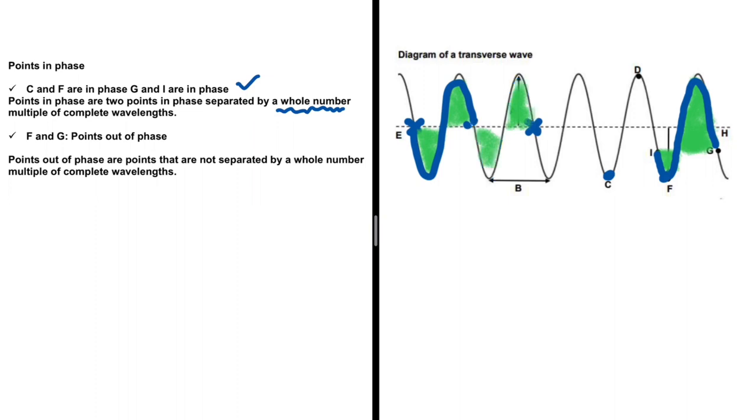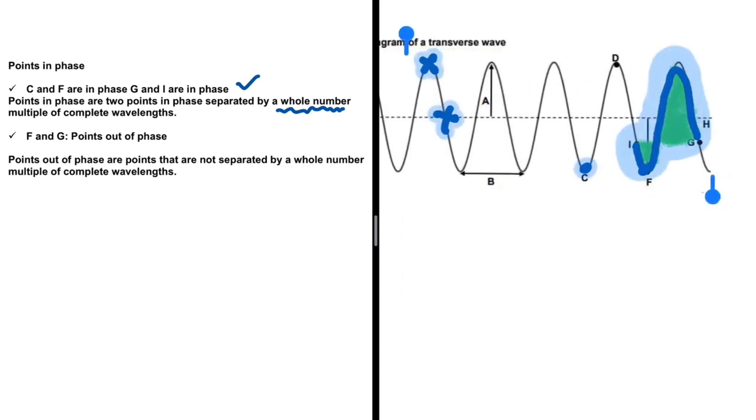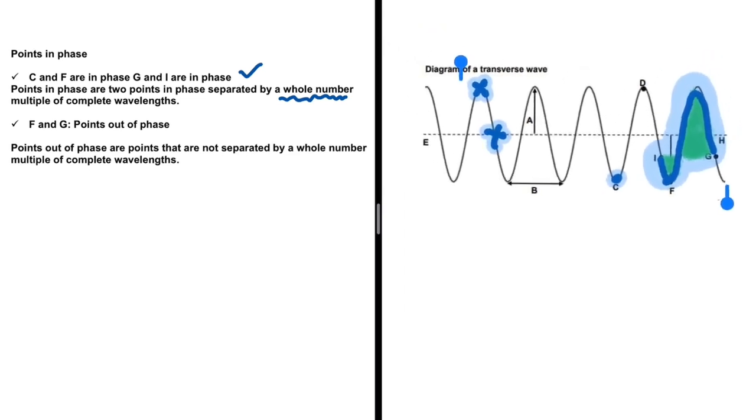Right? But let's not only concentrate on the points at the equilibrium position. Let's also concentrate on the crest and the trough. So what about this point up here? Obviously, between these 2 points, we cannot say that they are in phase because there is no whole number multiple of complete wavelengths. And then what about these 2 points right here? Are they in phase? No, they're not. We don't have a whole number of complete wavelengths in between them. Just like these 2 points, they're not in phase.